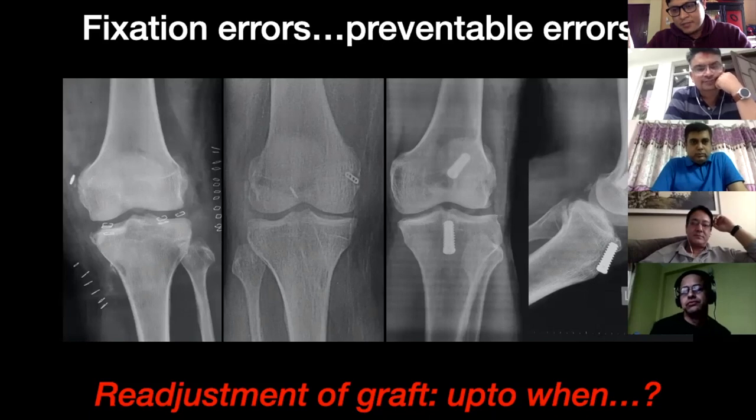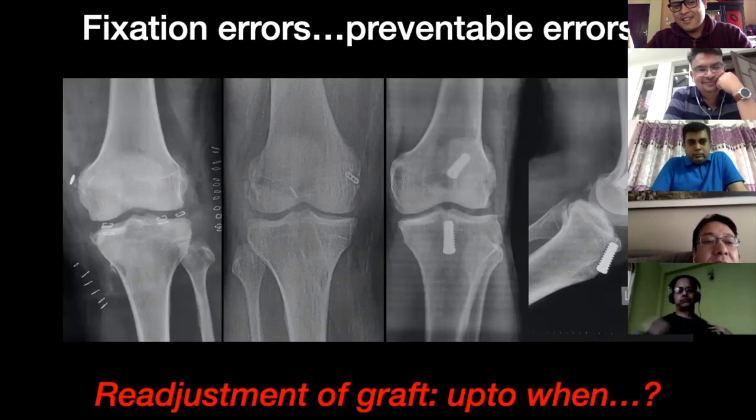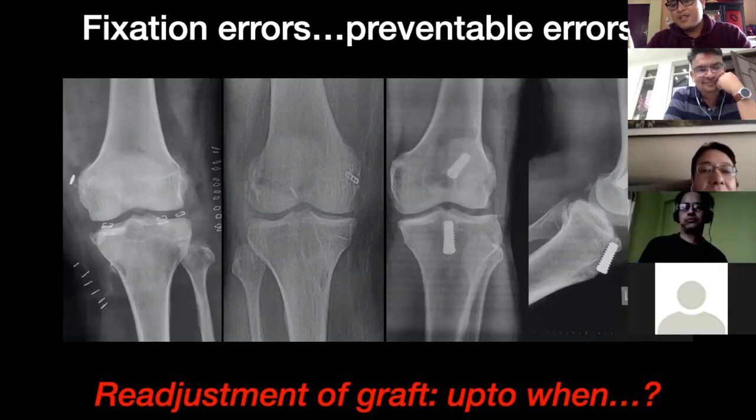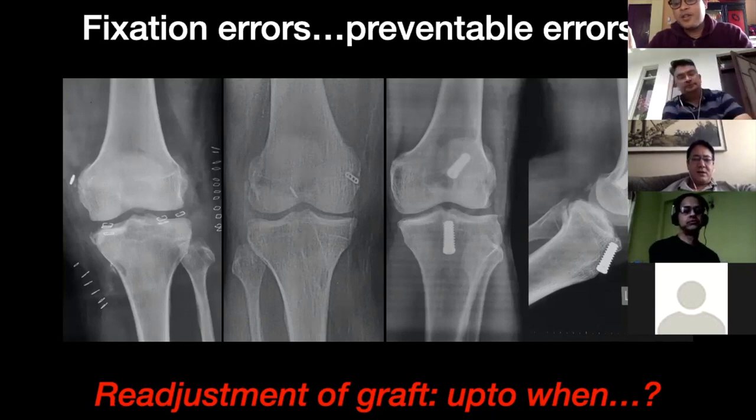Rajeev, sir. First one. Rajeev, sir, it looks like this. First one. That's an ACL reconstruction. That's not ACL reconstruction, that is PCL. So if that's what the flip is, it is a soft tissue flip, then? If it's a soft tissue flip, would you go in again and readjust it or you just... I think I would just, I mean, how do I explain to the patient?